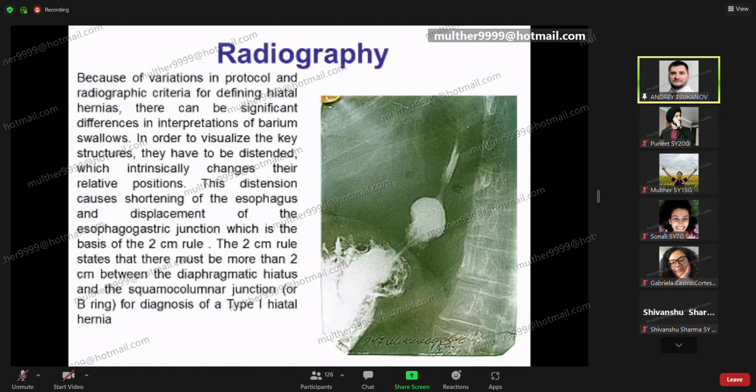This distention causes shortening of the esophagus and displacement of the esophagogastric junction, which is the basis of the 2 centimeters rule. The 2 centimeters rule states that there must be more than 2 centimeters between the diaphragmatic hiatus and the squamocolumnar junction for diagnosis of type 1 hiatal hernia.